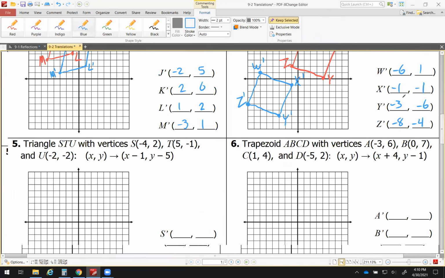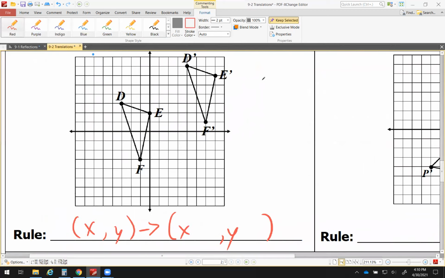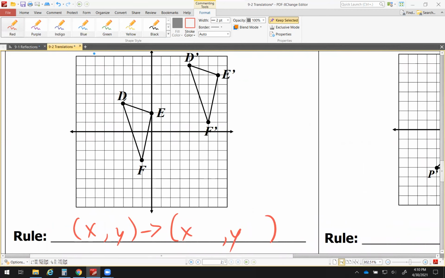So I'm going to go ahead and skip 5 and 6. Number 7 and 8, they actually gave us the two drawings and are asking us to find the rule. So the rule is always going to start with X, Y getting mapped to X plus something, Y plus something. So you can always start this problem out by writing in a template here. And all you need to do is connect D to D prime using vertical and horizontal lines here. And count from D up to this corner. So that's 1, 2, 3, 4.